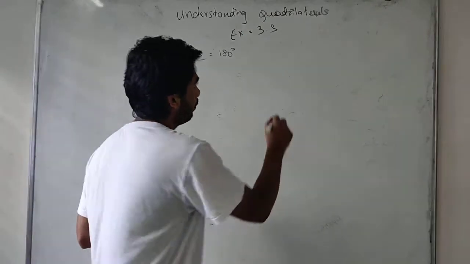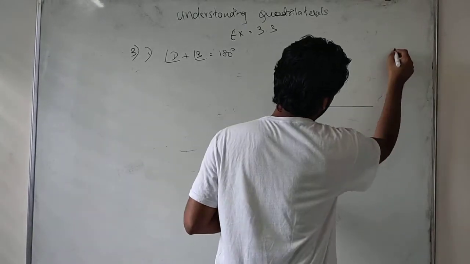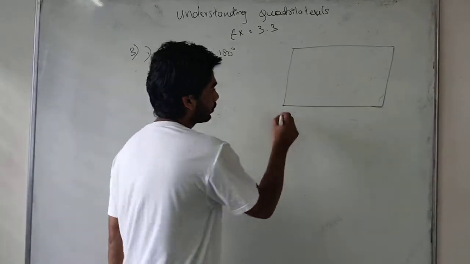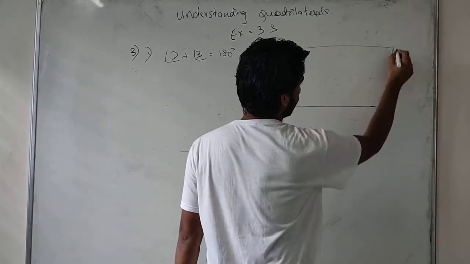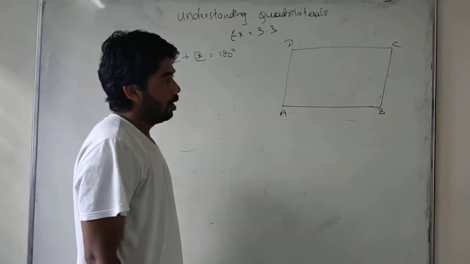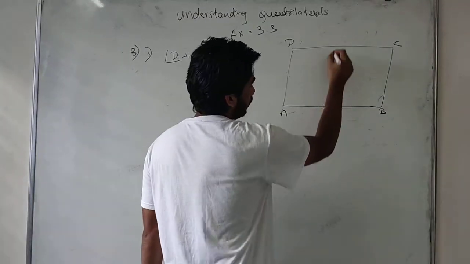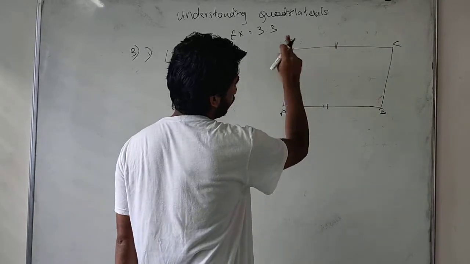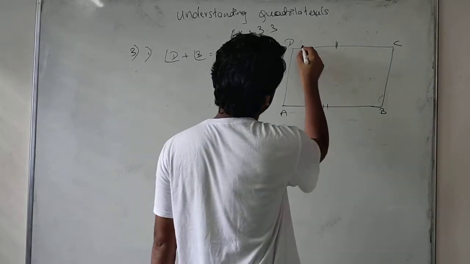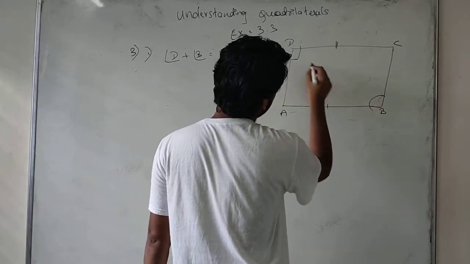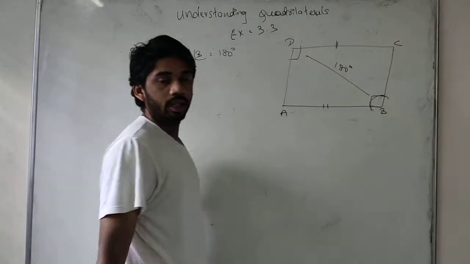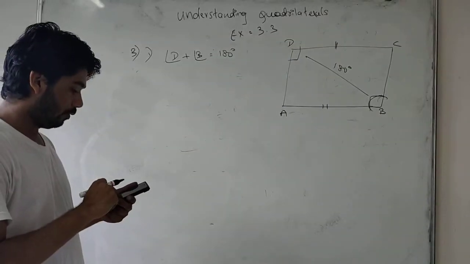Students, here parallelogram means this is a figure of a parallelogram. In the previous class, I said it. ABCD is a parallelogram. Parallelogram means opposite sides will be equal and opposite angles will be equal. See first here, angle D and angle B are 180 degrees. It is possible or not? We have to find it.